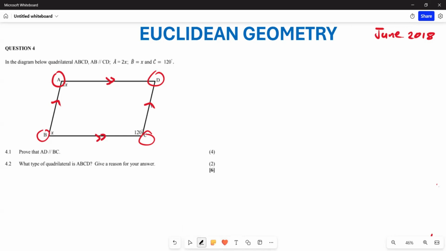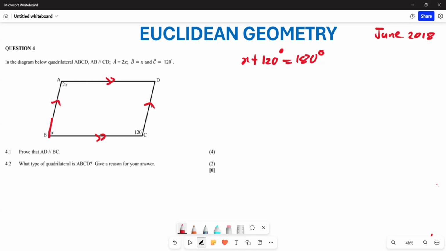Now, I want you to start with this. We can start by applying the parallel lines that we are already given here. Can you see that your x plus your 120 degrees is going to be equal to 180 degrees, because these are co-interior angles? Remember, these lines are parallel, so co-interior angles are equal to 180 degrees.